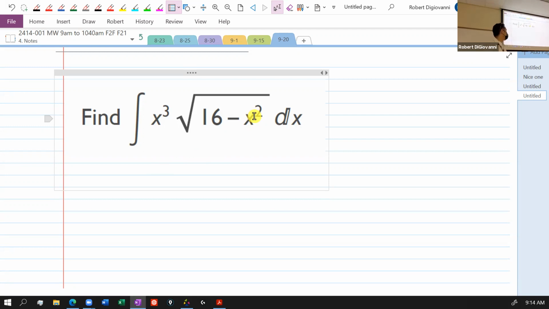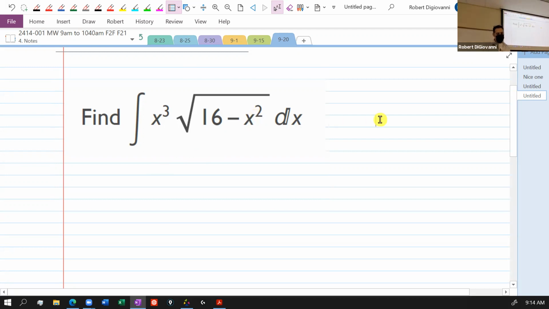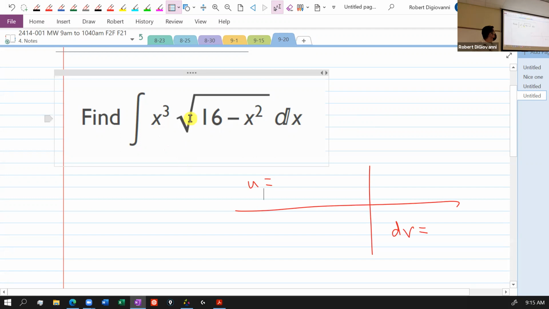Integration by parts, I don't know. Is there anything in this that's making you think no integration by parts? Y'all know what I'm saying? Like if you had to make a table here and do your U and dV, what would you choose for U? You want to do all that? Put it here?